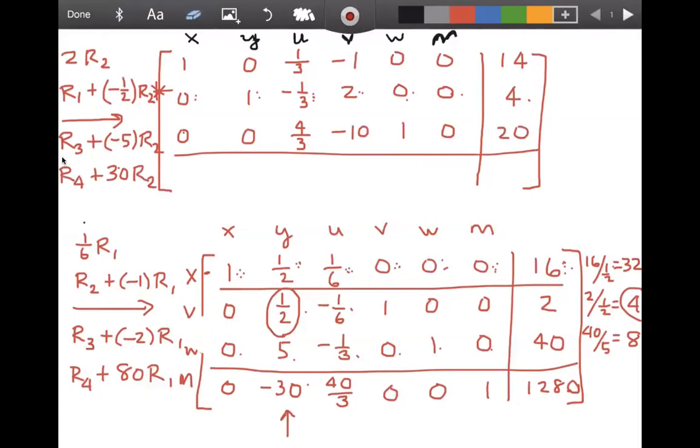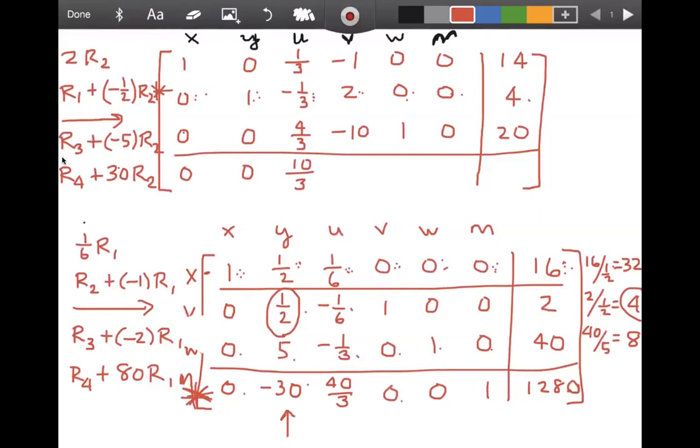Okay, so now we're not looking here anymore. We are looking here. All right, here we go. 0 plus 30 times 0 is 0. Negative 30 plus 30 times 1 is 0. That was the whole point. 40 over 3 plus 30 times negative 1/3 is 40 over 3 minus 30 over 3, which is 10/3.